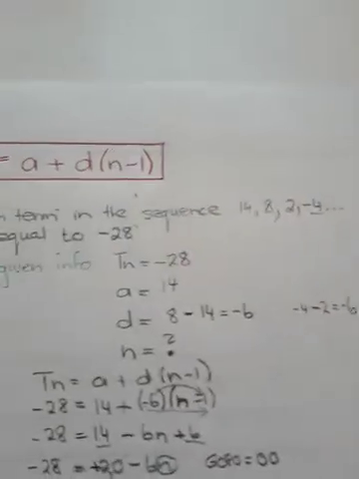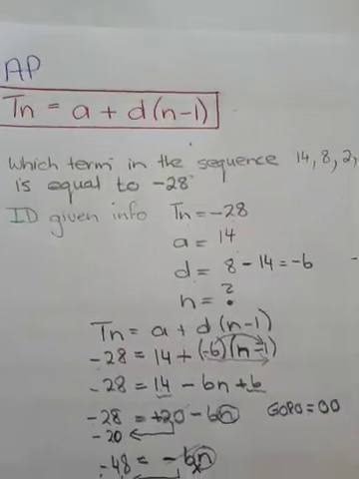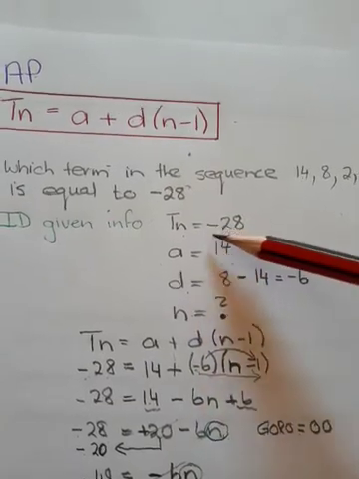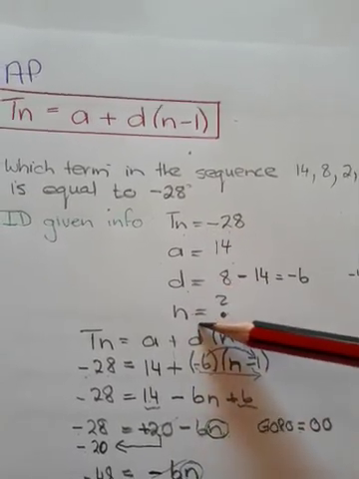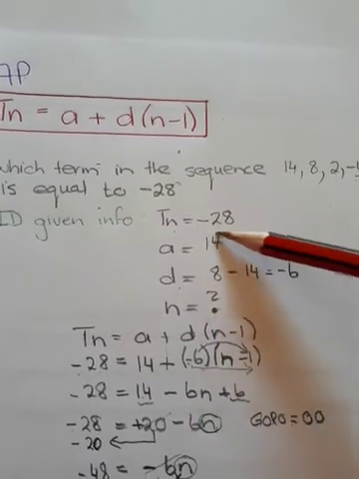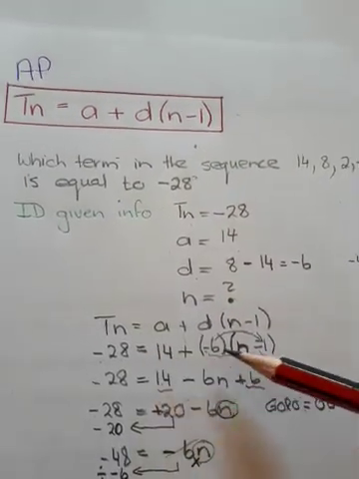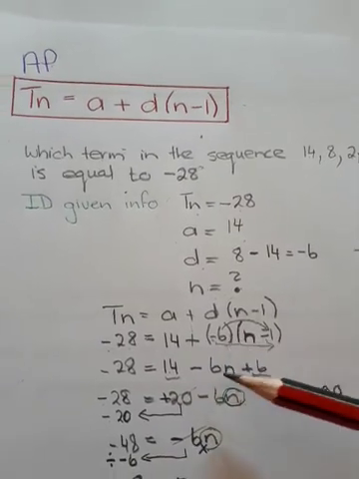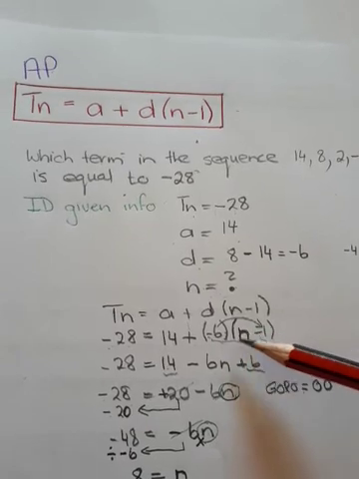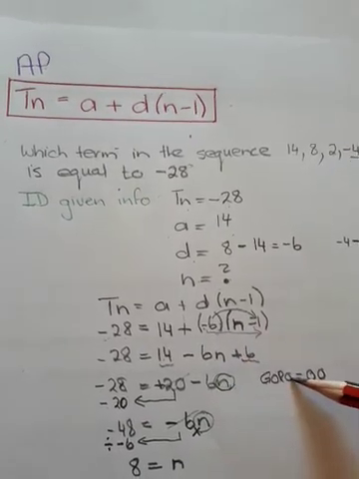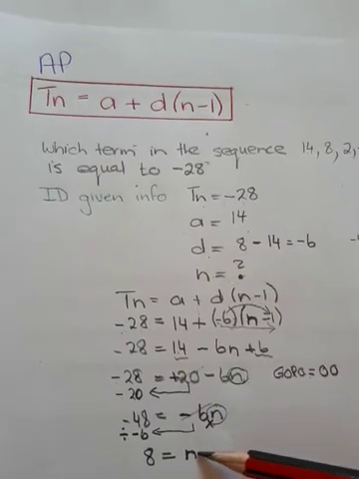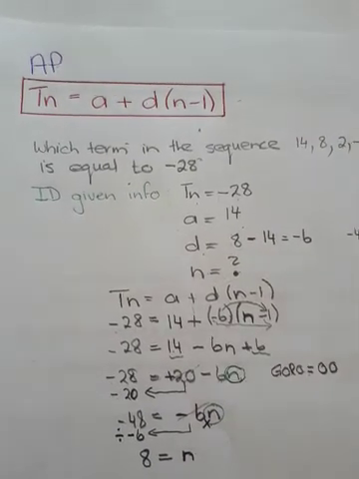All right, so let's look at it again. You first identify all your variables: Tn, A, D, and N. One of those must be asked, and the other 3 are given. Then you substitute that into your formula. Then you do your normal algebra, going for the bottom as always. Then doing the golden rule, which is the opposite operation. And by that, you will find the value of n.